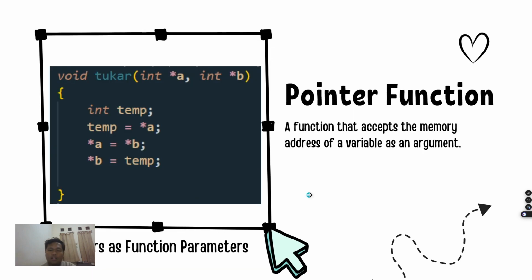So the first one is, what is a pointer function? A pointer function is a function that accepts the memory address of a variable as an argument. So when you pass a pointer to a function, you are actually passing the memory address of a specific variable to that function. Because the function has direct access to the memory address, it can modify the actual value of that variable.